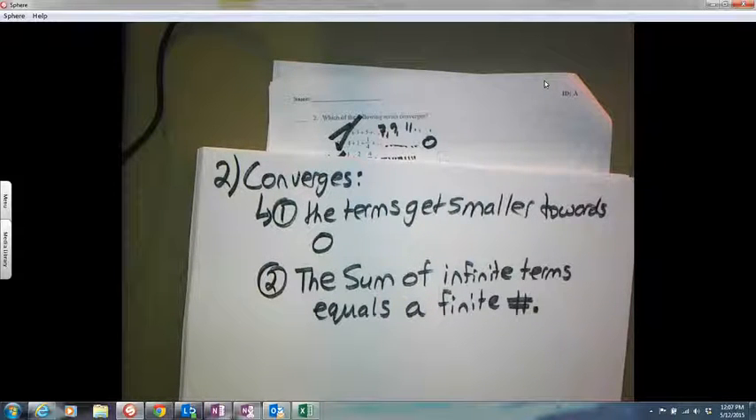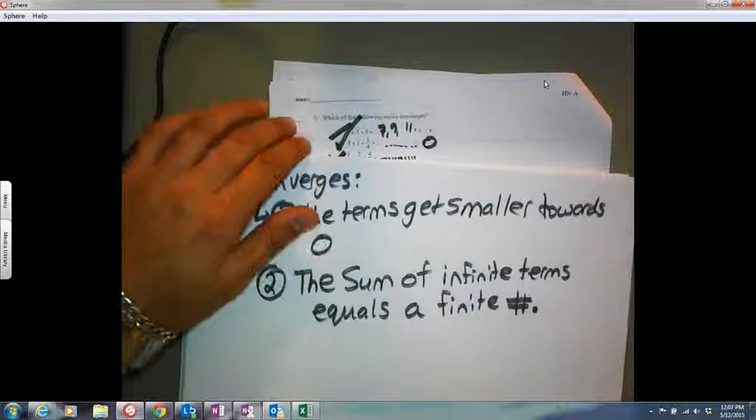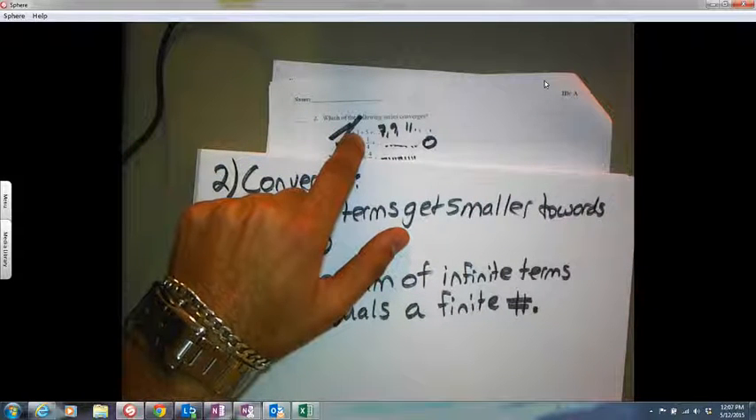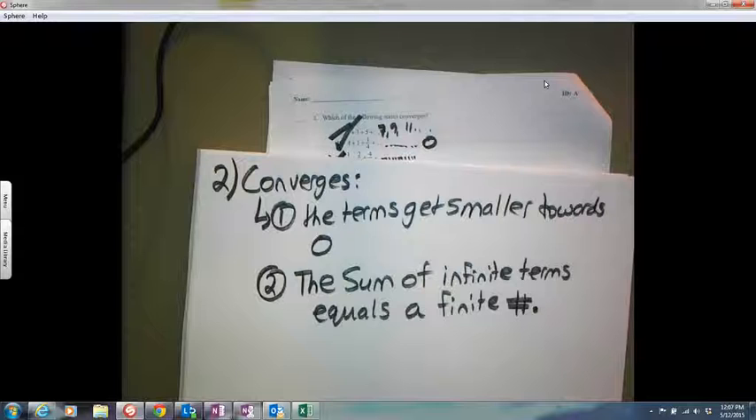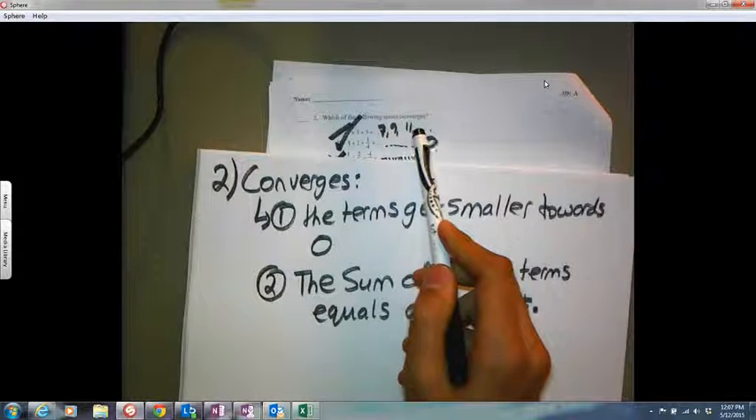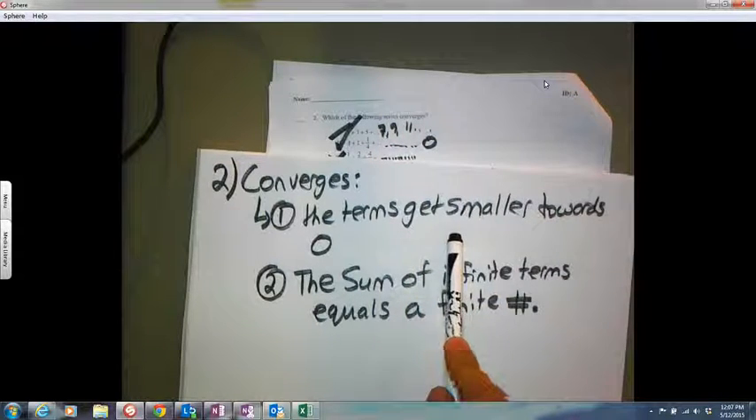So let's look through these. Number 1 says 1, 3, 5. Presumably the next numbers are 7, 9, 11. Arithmetic sequence which has terms that are getting bigger. The terms are going to infinity. They're not going to 0, therefore this one diverges.